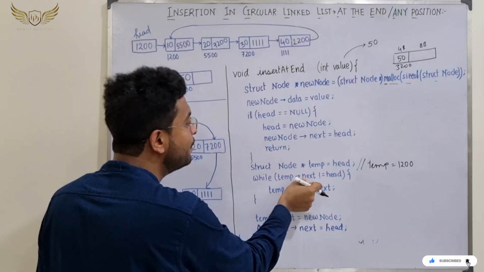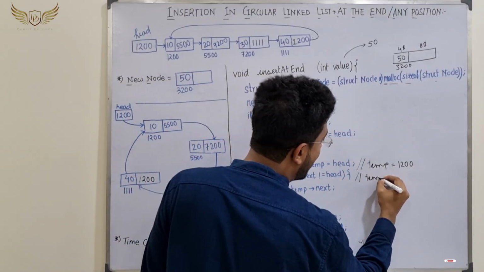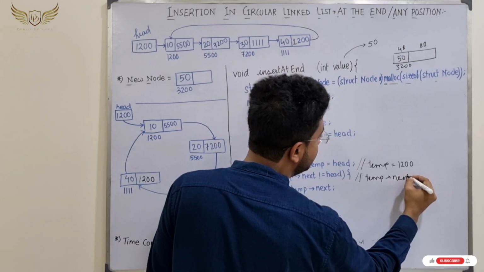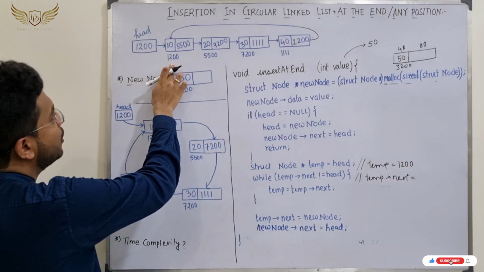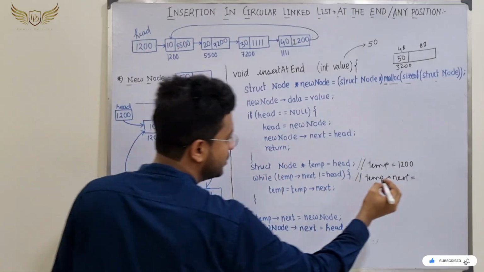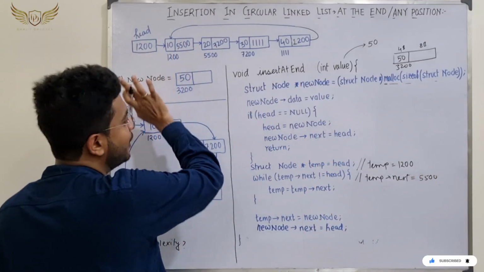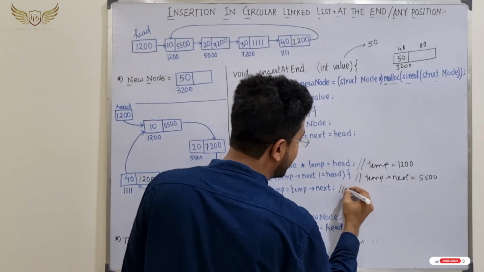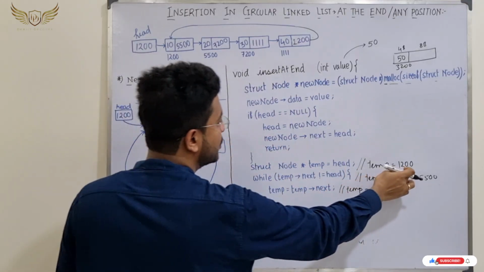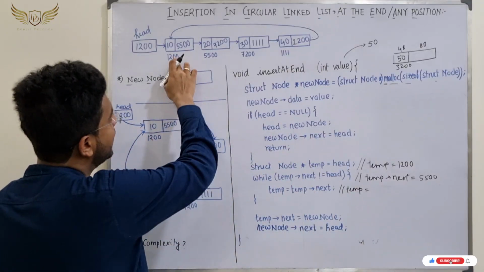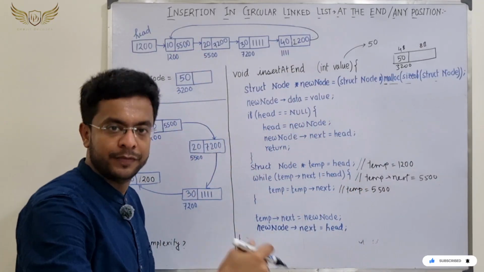Now, while temp arrow next is not equal to head, what is temp arrow next? If temp is 1200, then temp arrow next means go to 1200 location and see the next part. So it is 5500. That is not equal to head because head is 1200. So do temp equals temp arrow next. So temp becomes temp arrow next. What was temp? Temp was 1200. Now temp becomes 1200 arrow next, that is 5500. We are moving one step.